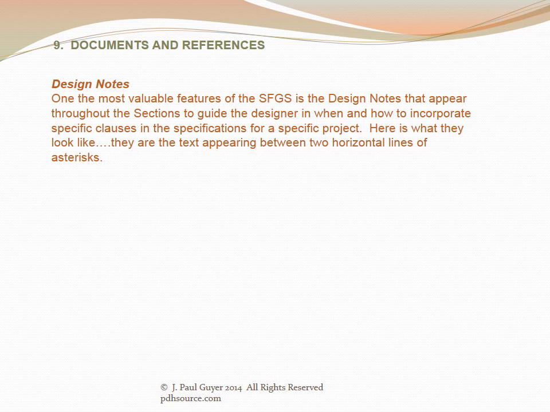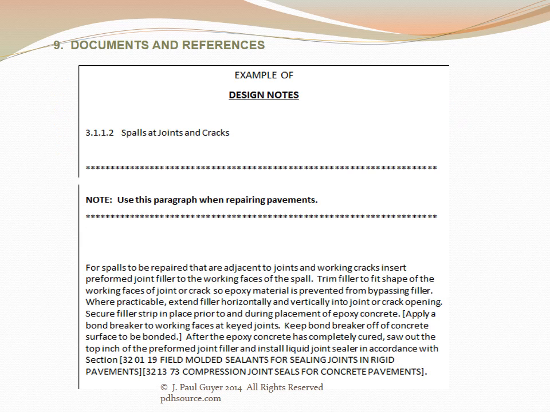Some comments on the design notes. One of the most valuable features of the UFGS is the design notes that appear throughout the sections to guide the designer in when and how to incorporate specific clauses in the specifications for a specific project. Here is what they look like. They are the text appearing between two horizontal lines of asterisks. This slide shows an illustration of a design note.